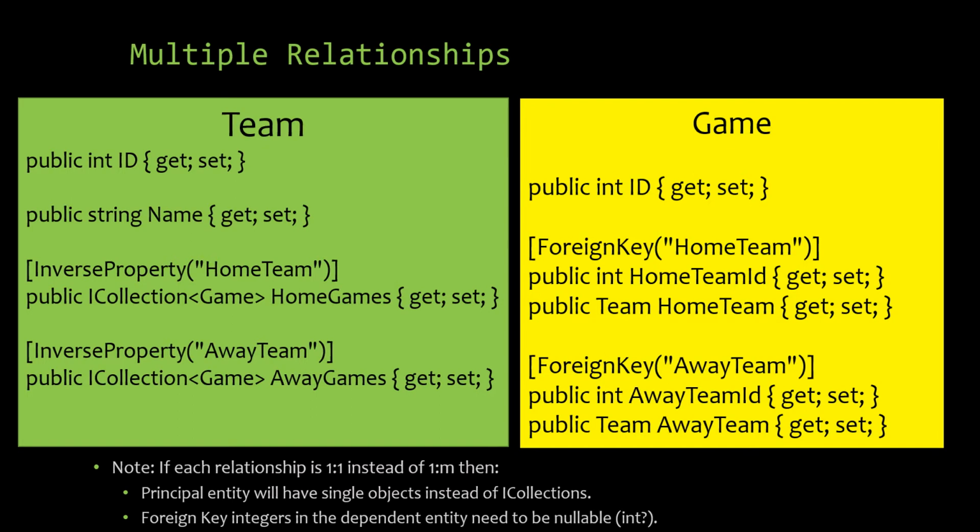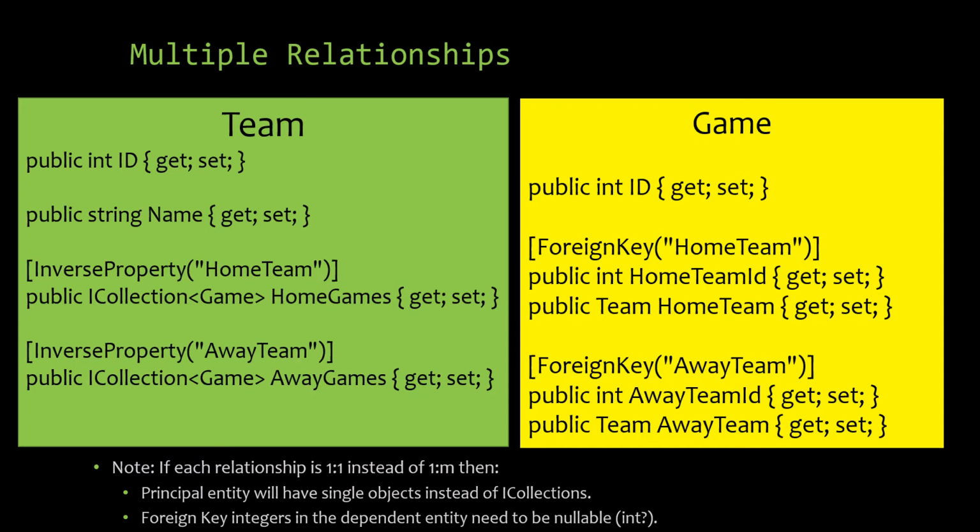And that works straightforward there in terms of the game. Now, going back to the team, you see how we identified each ICollection, that the inverse property the property relates to in the game is home team or away team, right? For the home games and away games ICollections. So that's what we have to do, and that allows us to have multiple relationships. It's surprising how often this does come up in the real world.